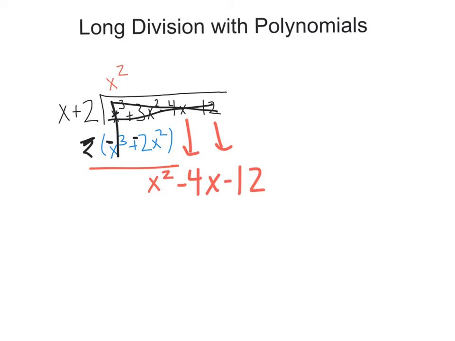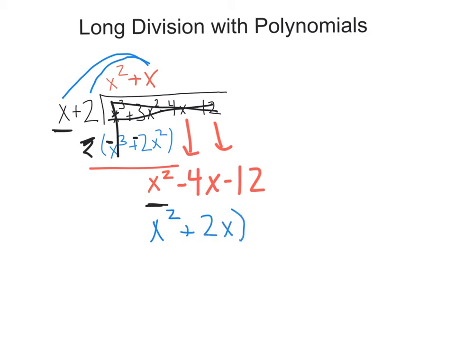So if we look at those first terms, x and x squared, what times x is going to give us x squared? Well, that's going to be plus x, right? Because x times x is x squared. Okay, just like we did before, now we want to distribute that out. That's going to be x times x plus 2. x times x and x times plus 2. x times x is x squared. x times 2 is going to be plus 2x.